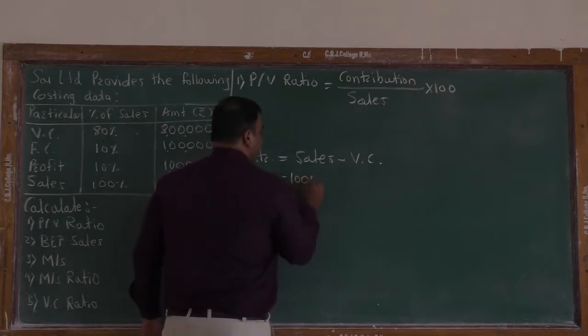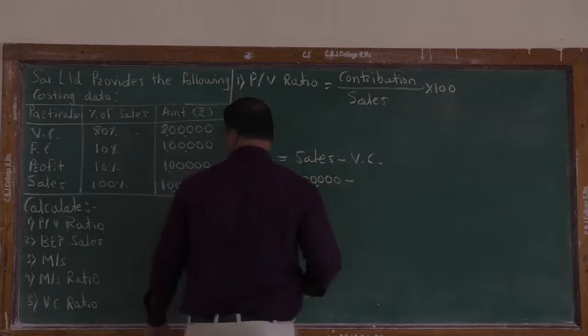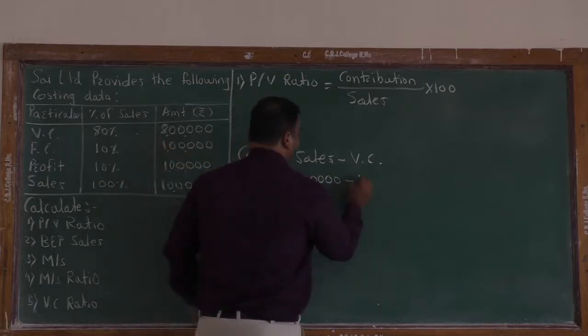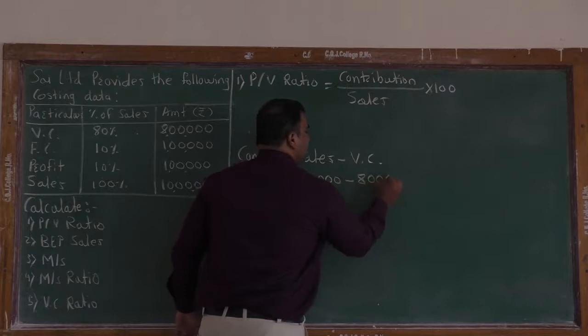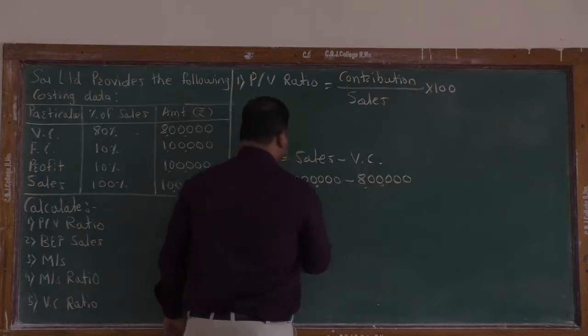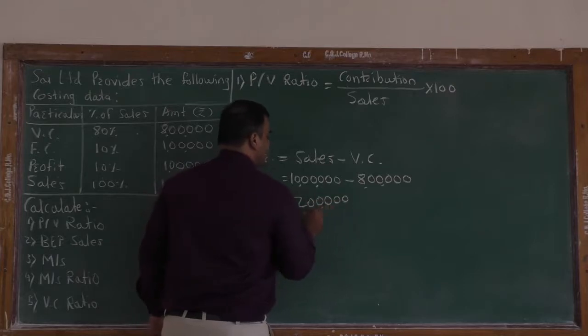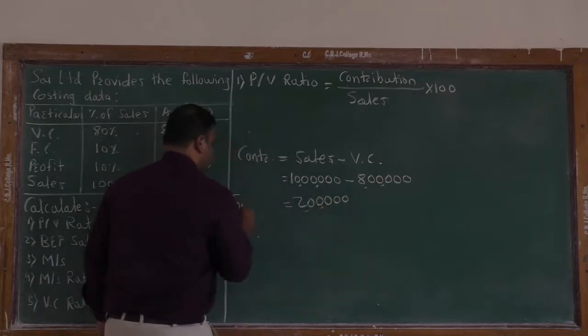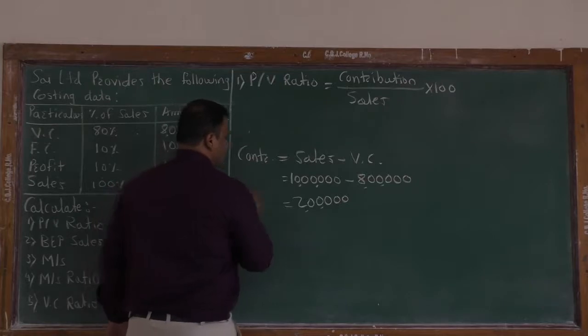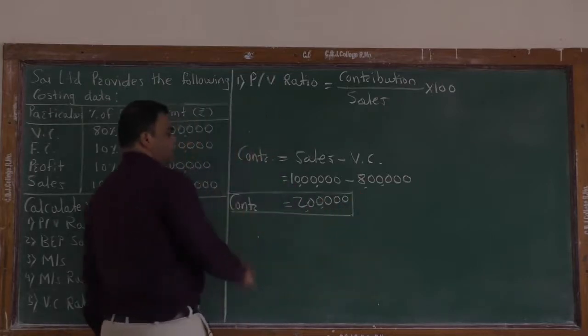So sales, which is rupees 10 lakh, less variable cost, which is 8 lakh. So 10 lakh less 8 lakh is equal to 2 lakh, which will be the amount of contribution. So contribution is 2 lakh.